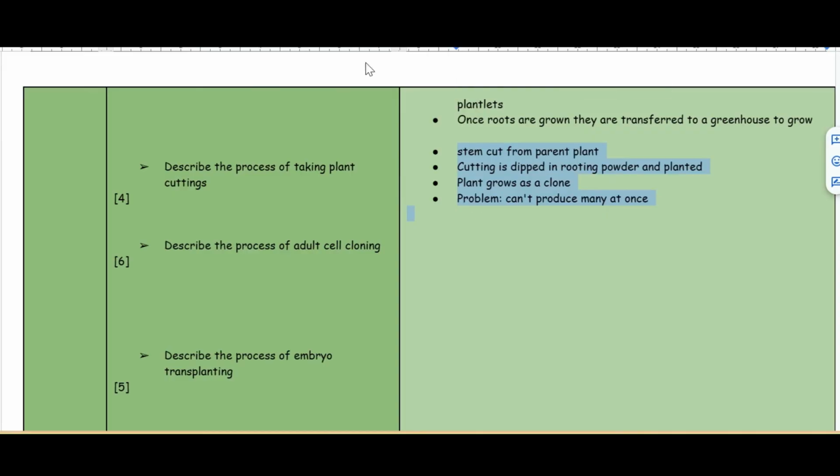The next one is taking plant cuttings, which is a little bit similar to tissue culture. So it's when you cut the stem from a parent plant, you then dip the stem in rooting powder, which contains loads of hormones that we'll look at later, and you then plant it, and the plant then grows as a clone. However, an issue with taking plant cuttings is that it is a slow process. You cannot produce many at once because you don't want to kill the original plant either.